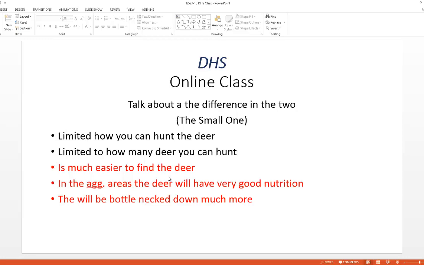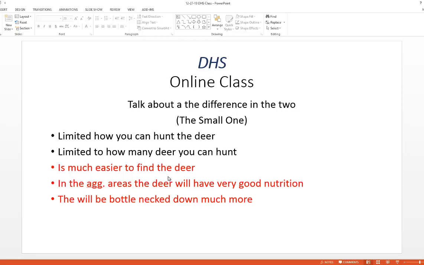So you may have some 2.5-year-old deer that have pretty good racks. The deer will be bottlenecked down a lot on that small property. They're bottlenecked down to use them funnels. Okay, so it makes it easier to hunt it in them ways there.